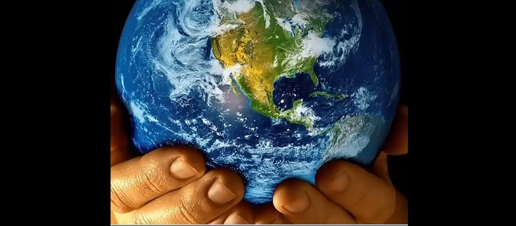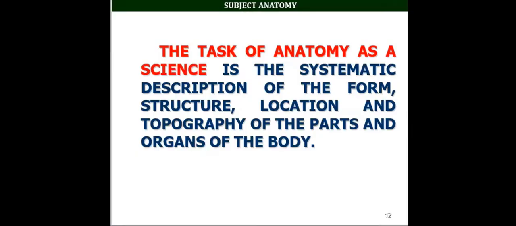geography is a morphological science because our life, our home, has lakes, mountains, and different structures in a spheric home. And morphological science is geography too. The task of anatomy as a science is a systematic description of the form, structure, location, and topography of the parts and organs of the body.